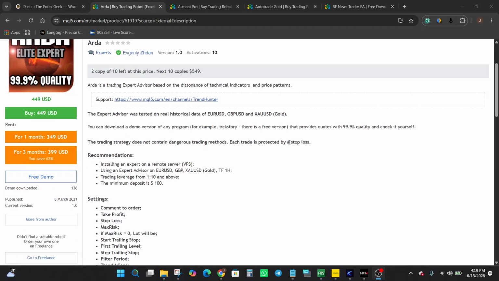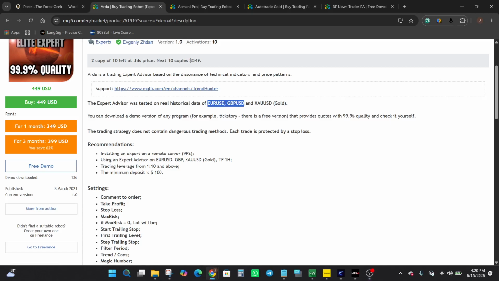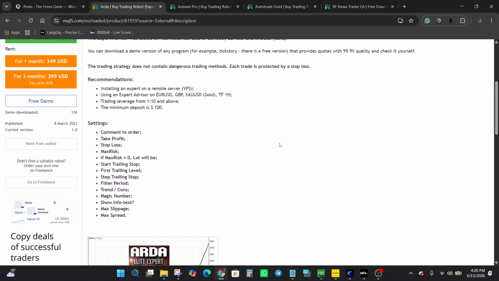As I continue down the page, the developer states that the EA has been tested on real historical data for EURUSD, GBPUSD, and XAUUSD, which are also the recommended markets for deployment. The recommended time frame is H1, so that is the primary context the developer suggests for both testing and live usage. The marketplace page also includes several operational recommendations. These include using a VPS environment, trading with leverage of 1 to 10 or higher, and maintaining a minimum account deposit of $100.